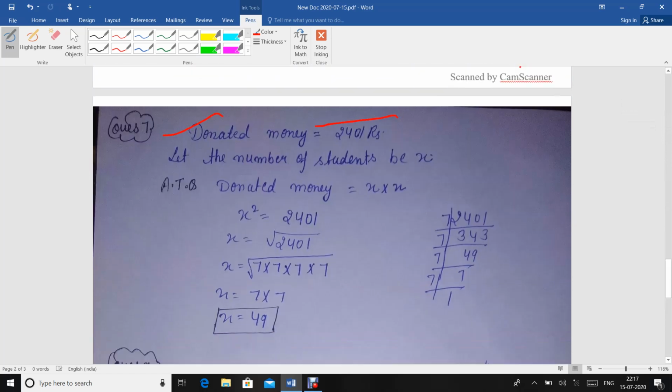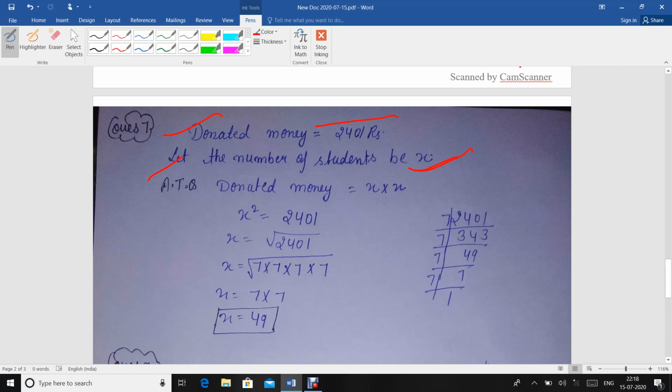Donated money is 2401 rupees. But we don't know the number of students. So we are considering the number of students. So the number of students be x. We are considering the number of students be x.